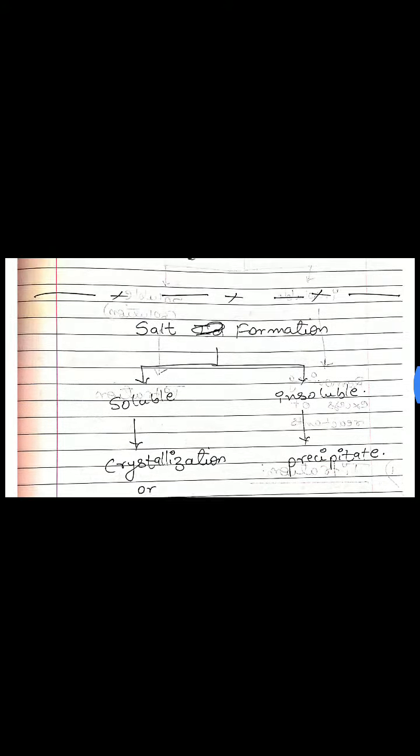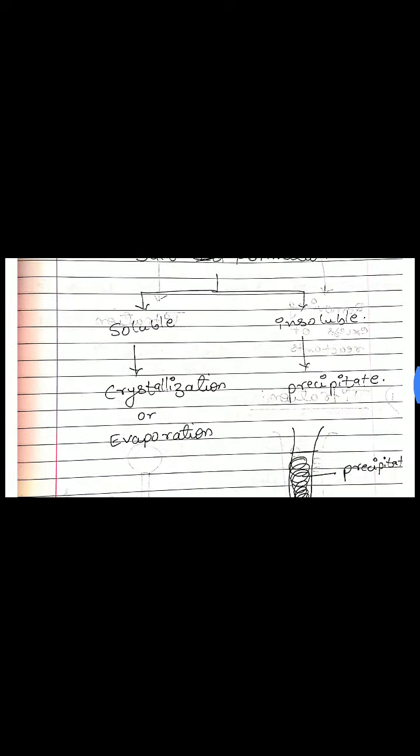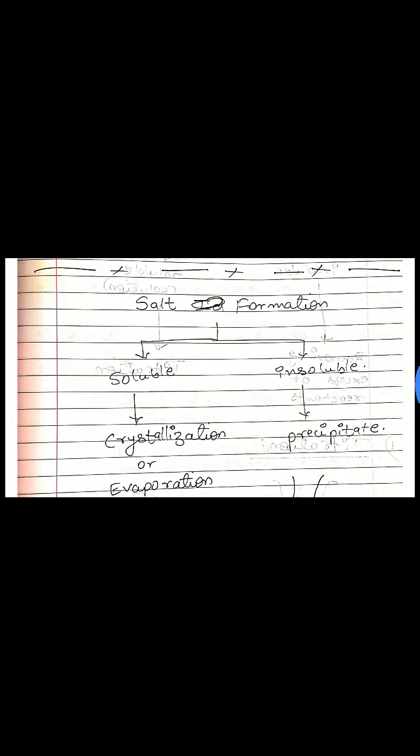Okay, so generally soluble salts you will be finding. We find that soluble salts can be separated using the process of crystallization or evaporation, and by filtration you can separate the salts which are produced as a precipitate.